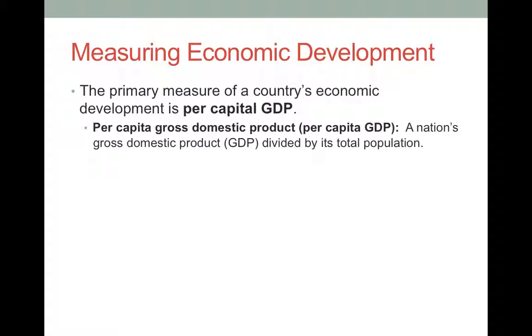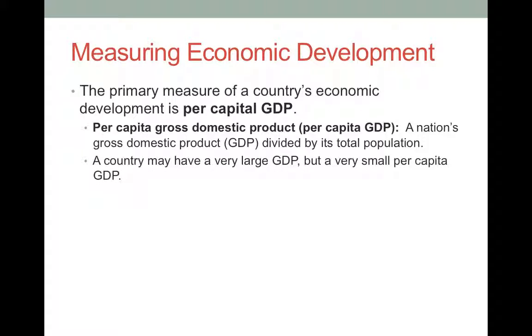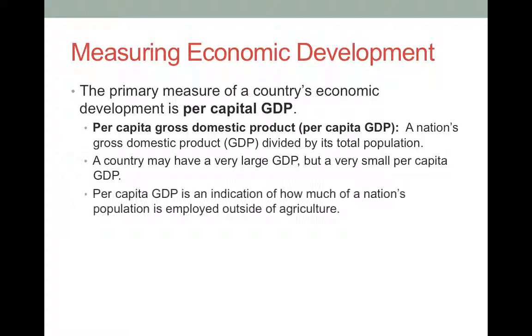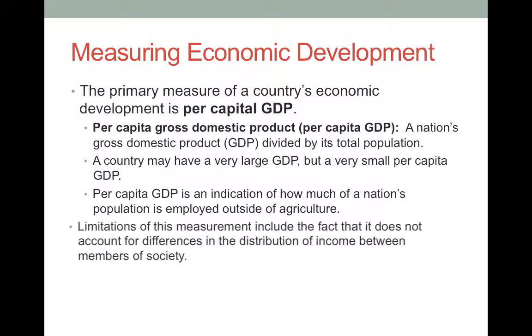Per capita gross domestic product, or per capita GDP, is a nation's gross domestic product divided by its total population. A country may have a very large GDP, but a very small per capita GDP. Per capita GDP is an indication of how much of a nation's population is employed outside of agriculture.